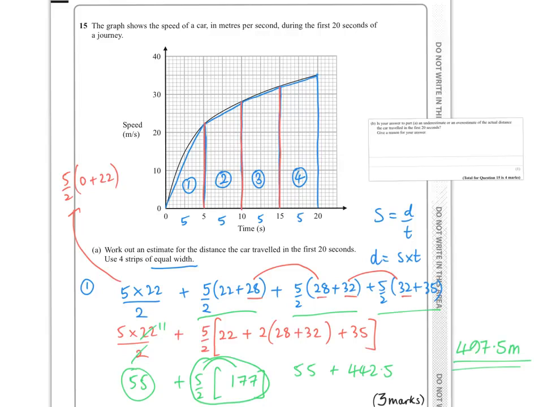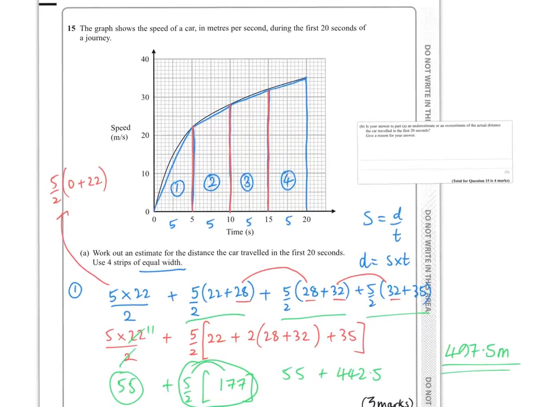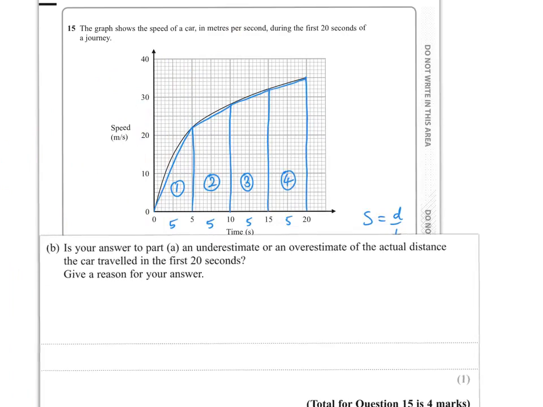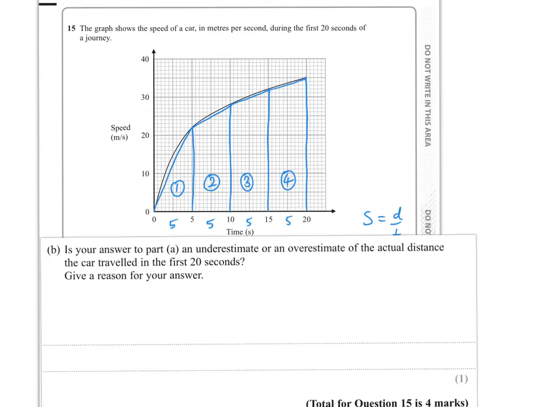Now, the next part of the question says, well, if I can get this to work, let's have a look. Right, that has to get rid of all of this, but never mind. It says, is your answer to part A an underestimate or an overestimate of the actual distance the car travelled in the first 20 seconds? Well, if you think about it, all of our shapes were underneath the curve, weren't they? So the area we found would have been not enough, i.e.